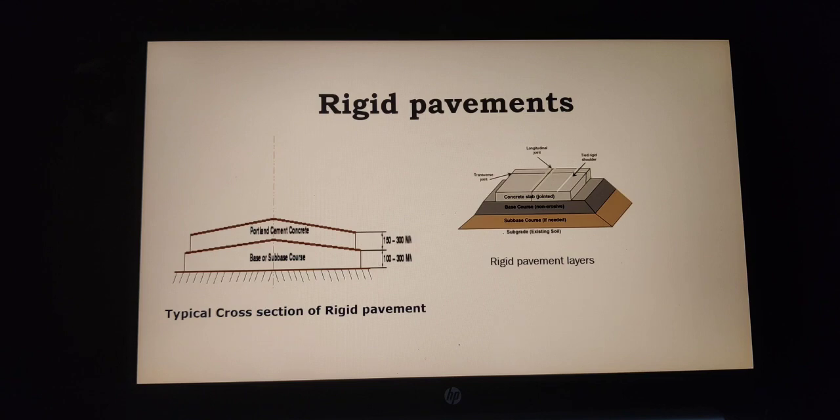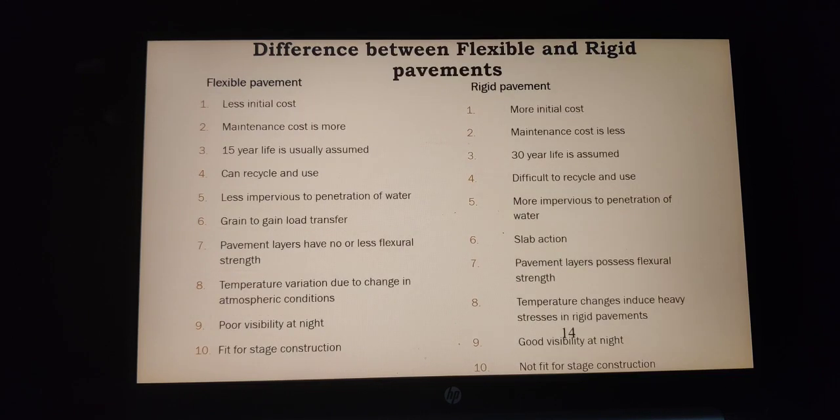So now these are the layers of the rigid pavement. Top layer is a concrete slab and below the top layer you are having base course, sub-base and the subgrade. So this is also a very important question. List the differences between flexible and rigid pavement. So rigid pavement has more initial cost compared to the flexible pavement. And the next is related to maintenance. Maintenance cost is more in case of flexible pavement.